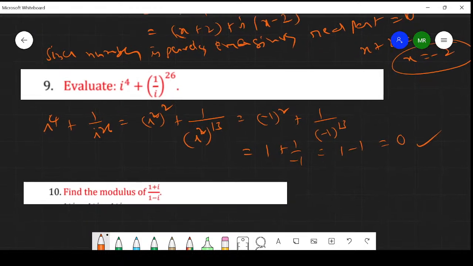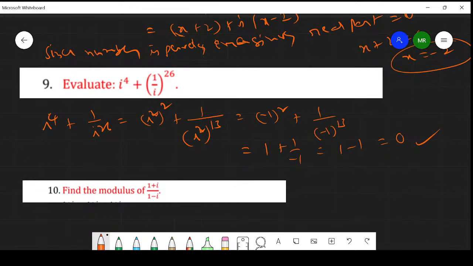Remember i square is equal to minus 1. I am using here i square is equal to minus 1. Always remember i square is equal to minus 1 to solve such problems.